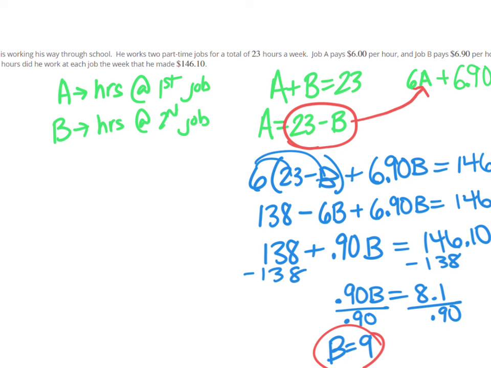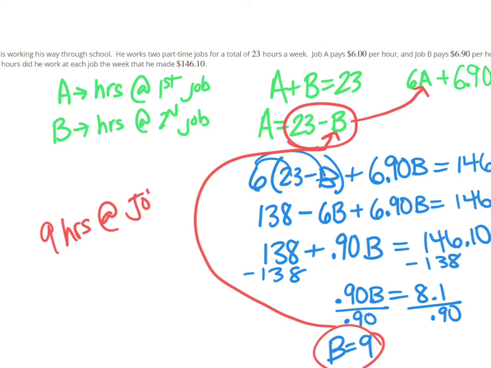Probably grab that and go put it right here. You could put it into the top one also, either way, but I'm going to do 23 minus 9. I end up with 14 hours then at job A.